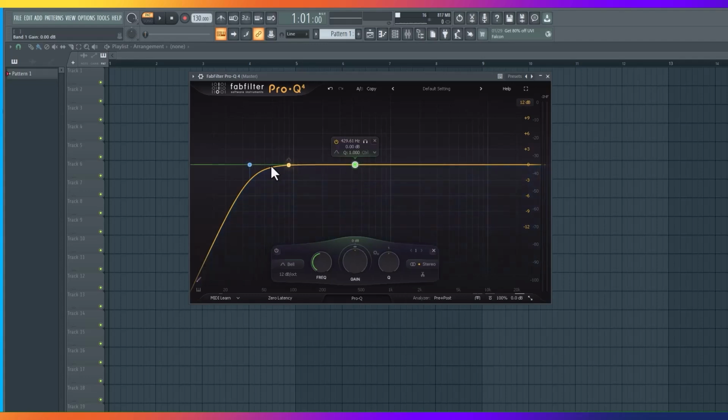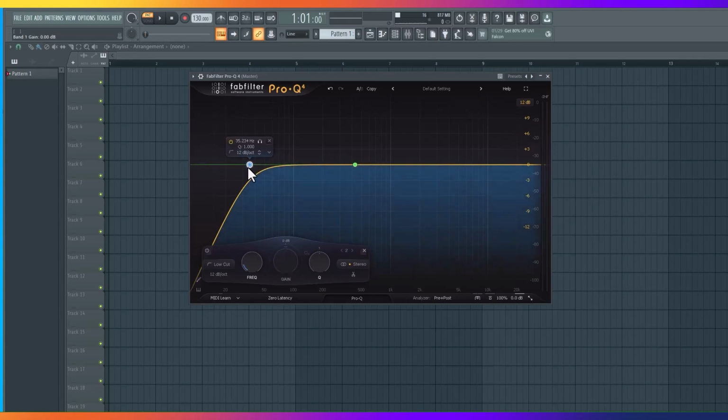Now someone may ask, what is the difference between the low shelf and the high pass filter, or let me say low cut? The difference is very simple. With the low shelf, even though you reduce it, you still have some of the sound coming through.